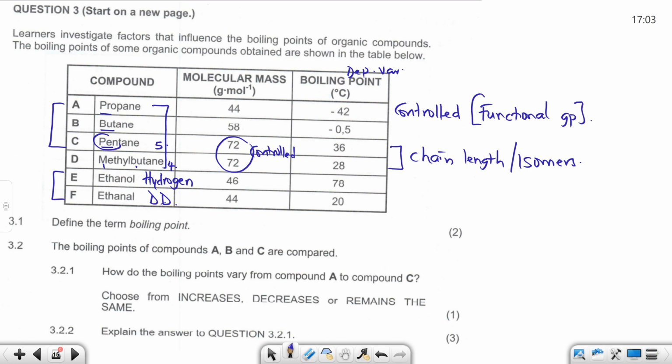How do the boiling points... I don't know why they ask such questions though, but they must just give you 1 mark. But I want to answer one question that, when we mark, I see that learners get this wrong. Just here. How do the boiling points vary from A to C?